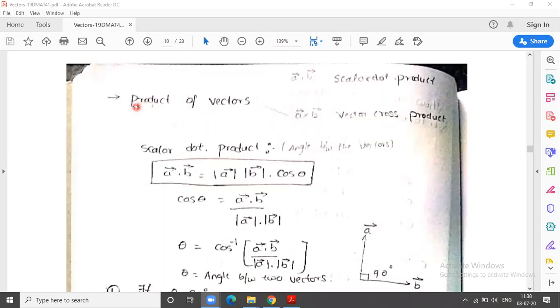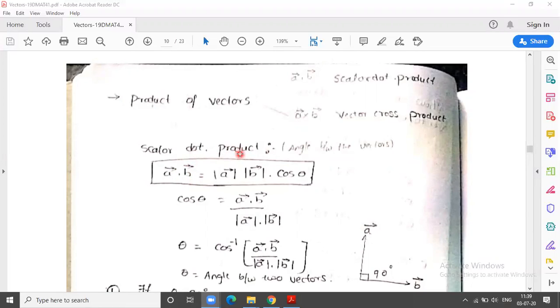In this class we are going to discuss the product of vectors. There are three types of product of vectors. If you multiply a scalar with a vector, you will get a vector again. If you want to multiply two vectors, for example A and B, there are two possibilities: one is the dot product and the other is the cross product.